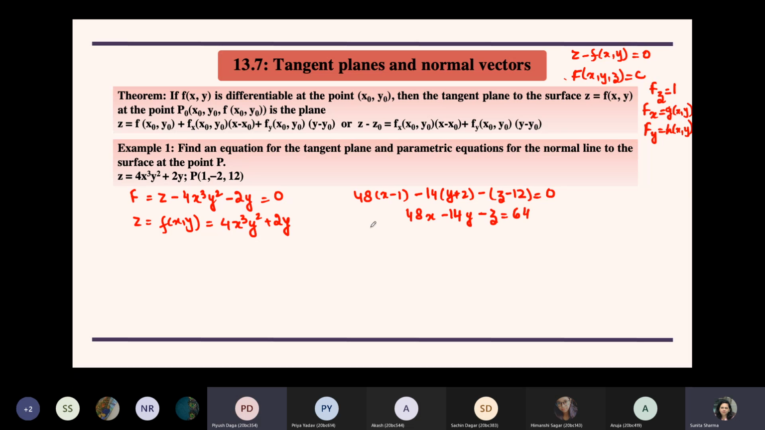Okay, what technique have you taken? Like this, the gradient and the normal? Yes, ma'am. Okay, thank you, Piyush. If you want, you can do it in the method which we did in the previous question, or if you want, you can use this method also. I'll just show it for this one. This part you can do on your own. You will get the same equation, obviously.